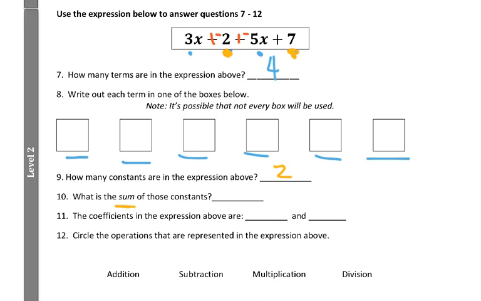Question 11. And don't forget, you can pause this video anytime if you wanted to go ahead and answer these questions as you're watching the video, the ones that I don't answer, or you could wait and save them for the end. Either way. Question 11 says, the coefficients in the expression above are... Okay, well, we've got to find the coefficients. Let me go ahead and erase the stuff that we have hiding down here. Okay, remember that a coefficient is a number being multiplied by a variable.